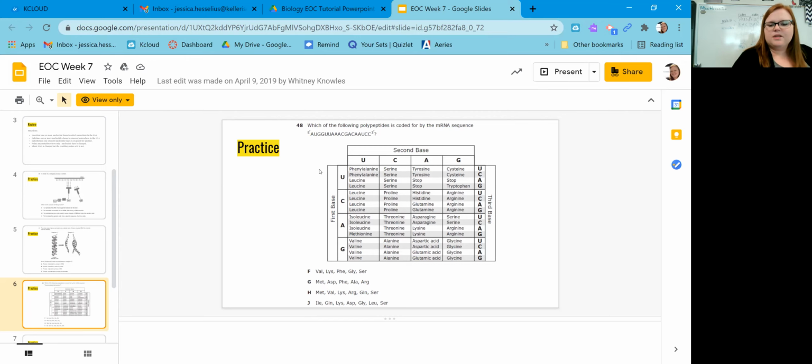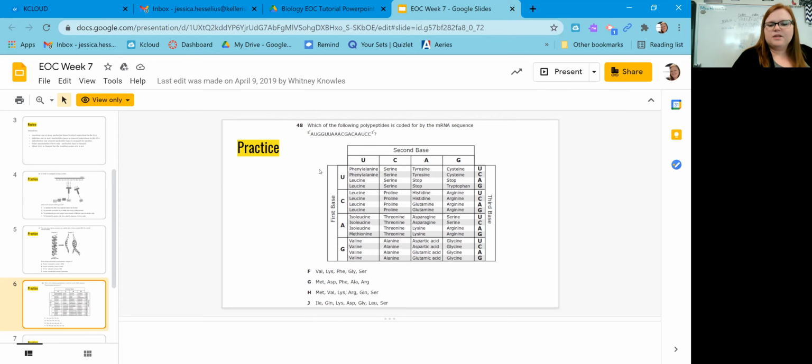AUG is our first codon, because remember you read the genetic code 3 letters or 3 bases at a time. AUG, so if you go here and do A, it's in this row. U, it's in this box. And then G, it's methionine. So that narrows it down to G and H because it has to start with methionine. Now we really just need to figure out what the next one is.